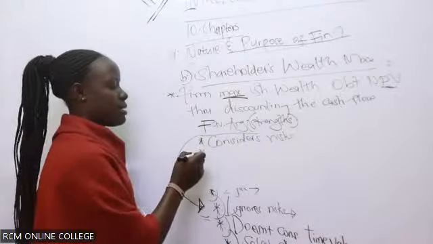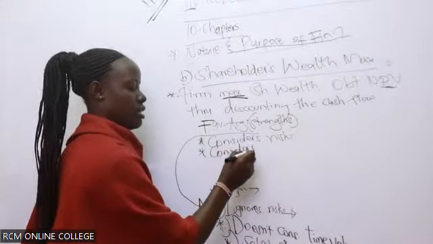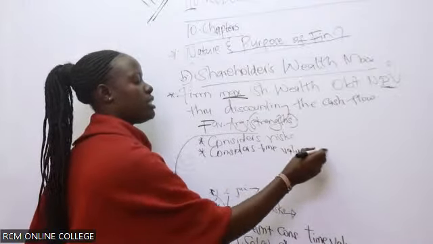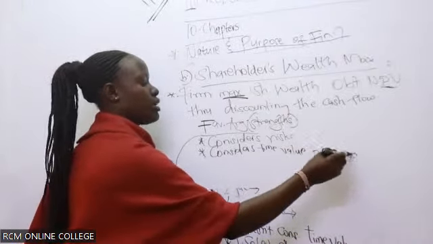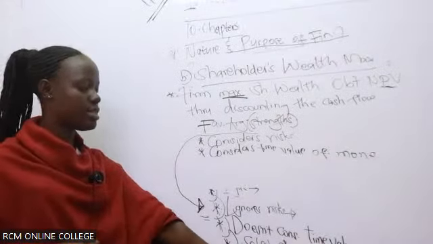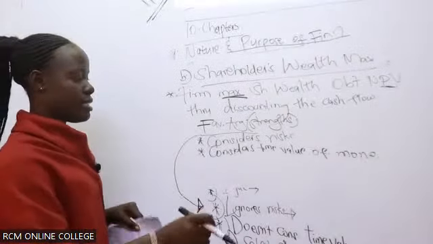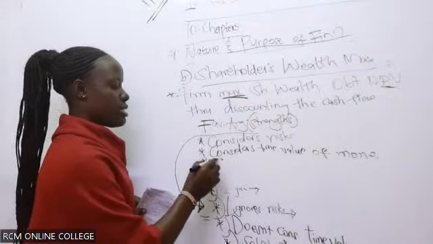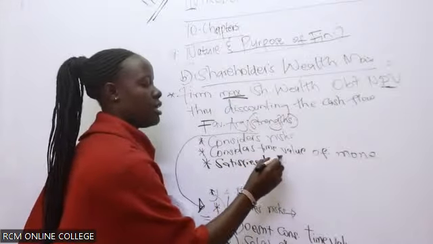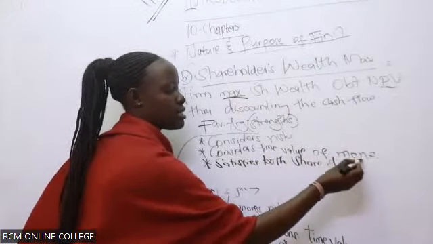The second aspect you can talk of is that it considers the time value of money. We can also talk of the fact that it's not selfish, it's adequate as it considers both the shareholders' and the stakeholders' well-being. It satisfies both shareholders' and stakeholders' interests.